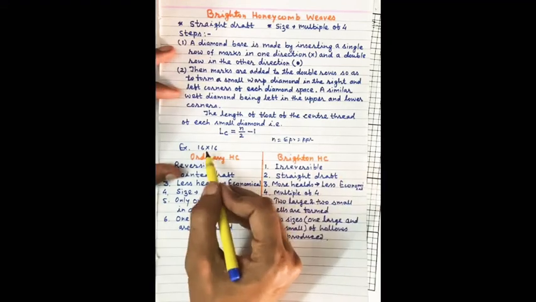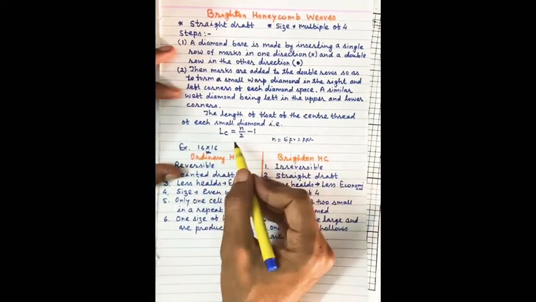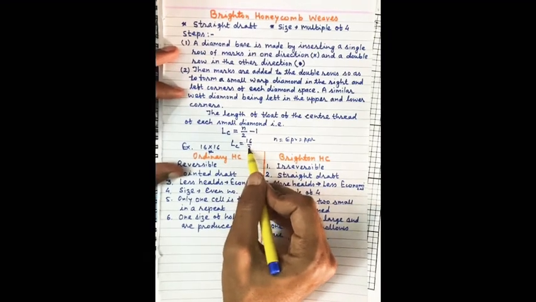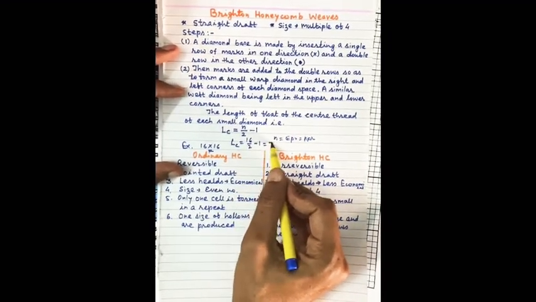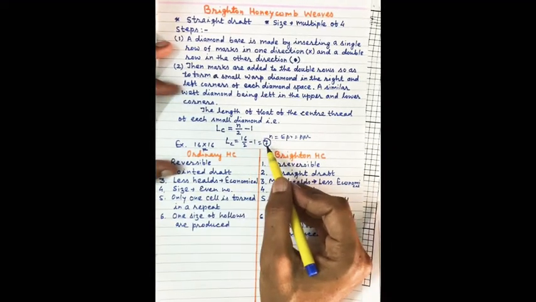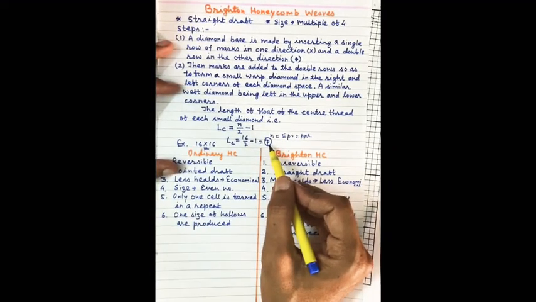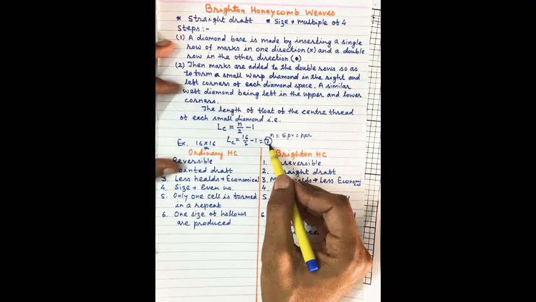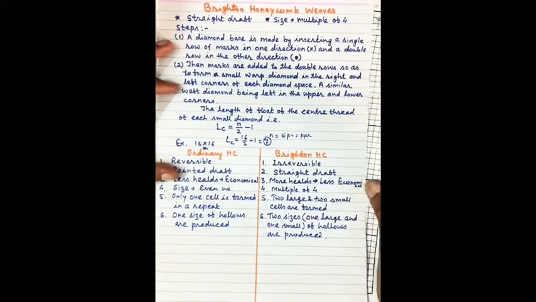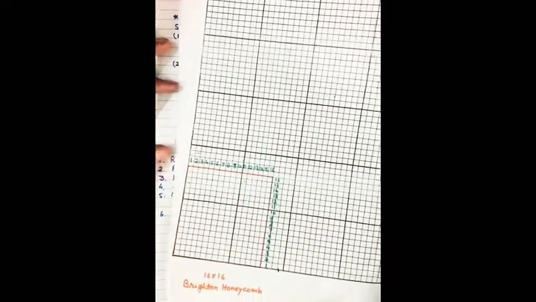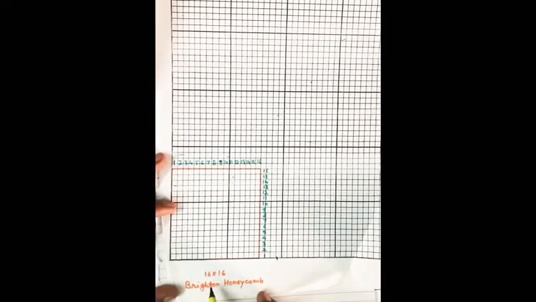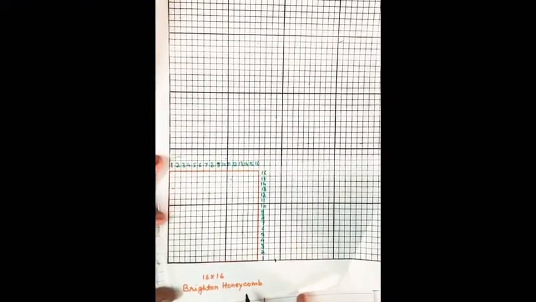So for example, I am taking 16 cross 16. So here length of center thread will be 16 by 2 minus 1, that is 7. So remember this, we will take the maximum length of center thread, the maximum length of the float, that is 7. That we have to remember at the time of construction. So first we are taking construction and then we will take differences between these two. So I am taking a size 16 cross 16 for the construction of Brighton honeycomb.